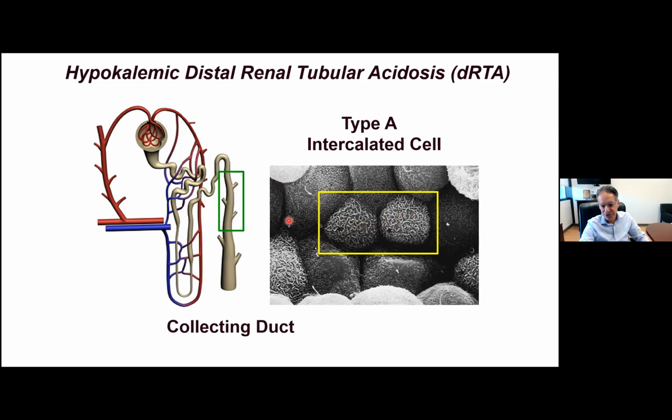This is a principal cell, and it can be recognized because it has one cilium. This is the cell that absorbs sodium and secretes potassium and is involved in Liddle syndrome and some of the hyperkalemic distal RTA. This cell is the cell that secretes protons and is responsible for the final acidification of our urine. And it's situated here in the collecting duct.